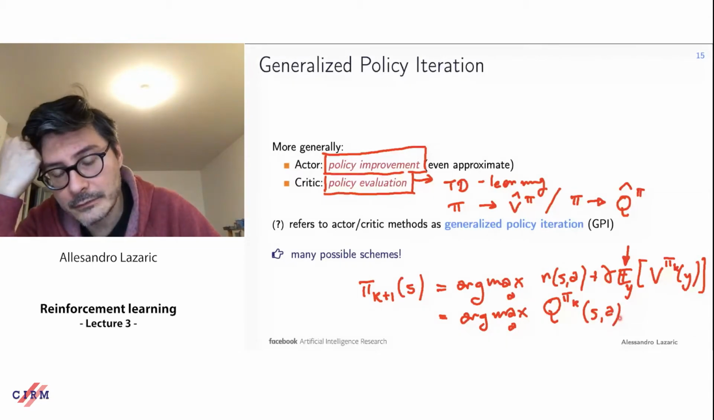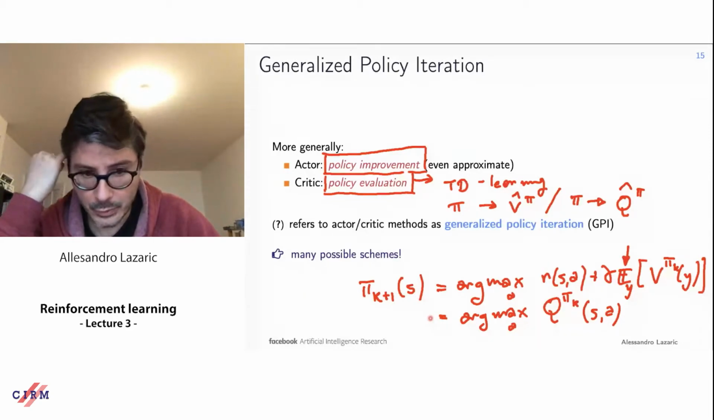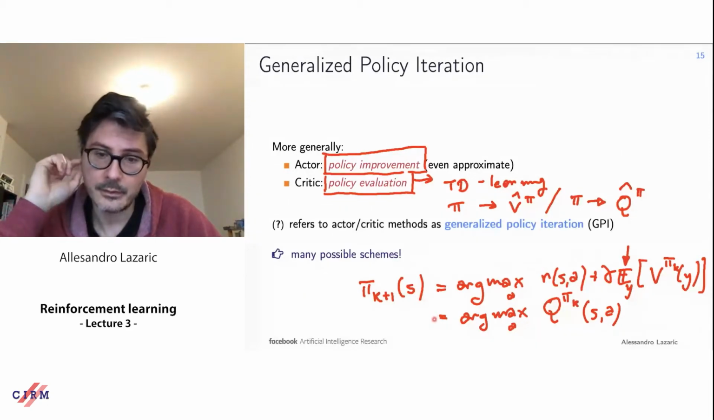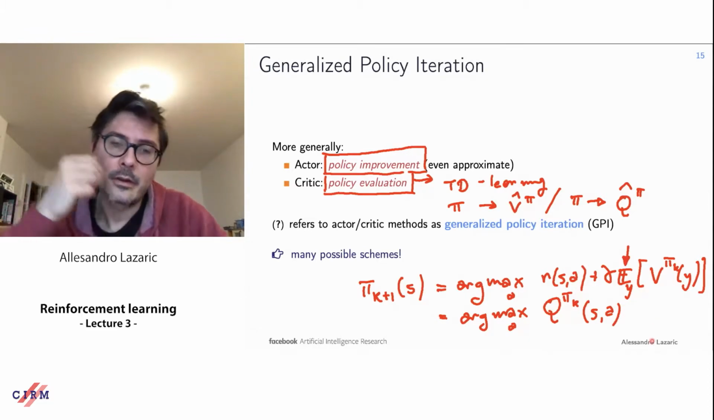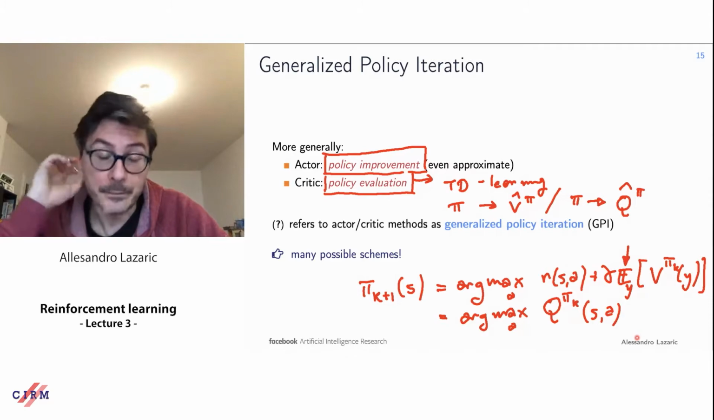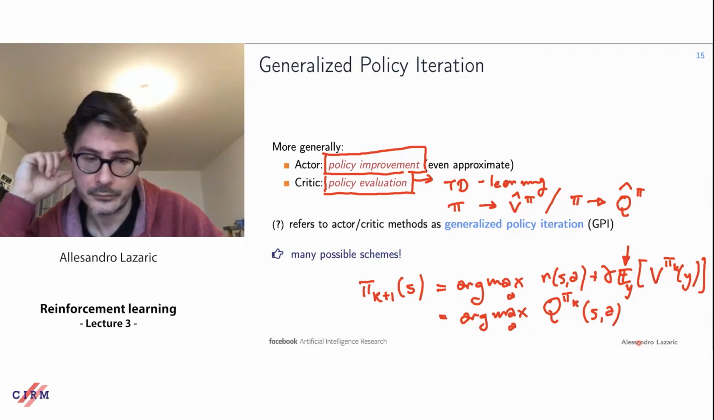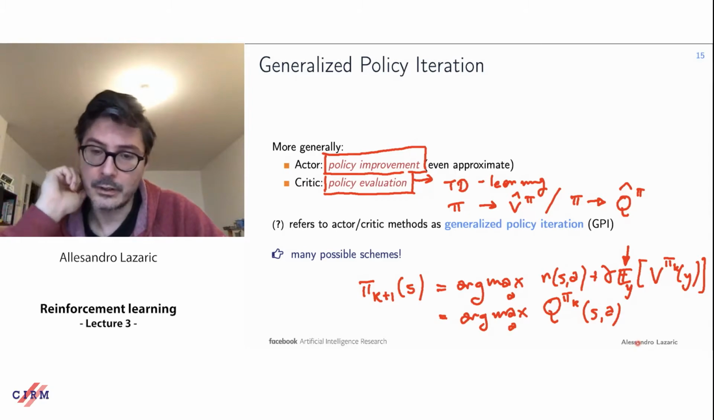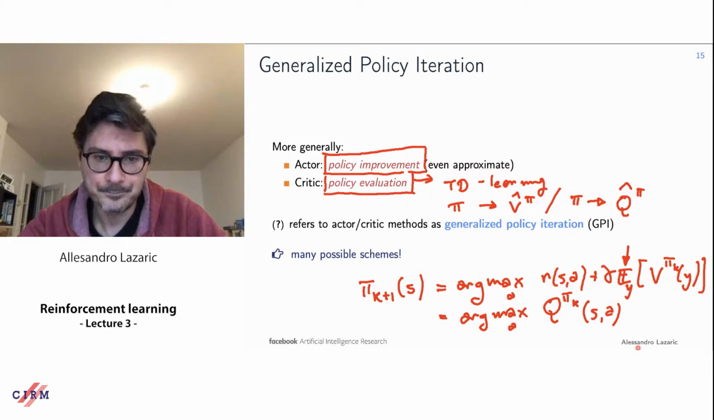Now, if I get an estimate of this Q hat, I would be able to compute directly the greedy policy, even without any knowledge of the MDP, right? So that's the reason why we prefer action value functions: even without knowing the MDP, policy improvement is a step that I can do.